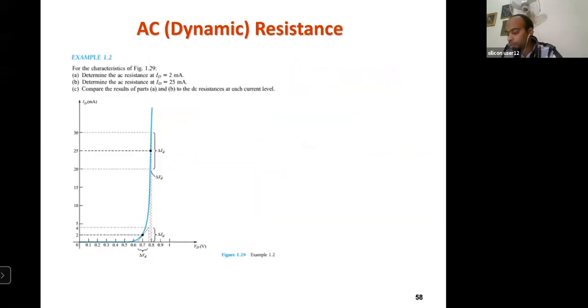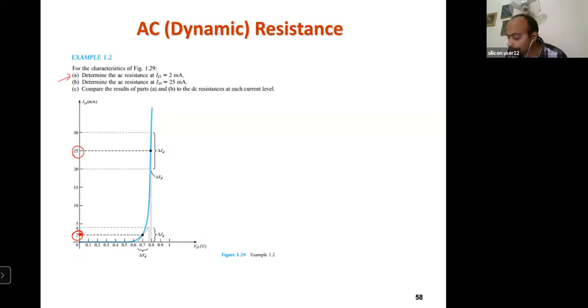We'll see with an example here. For this characteristic, which is shown in this figure, determine the AC resistance at ID equal to 2 milliampere. Okay, that means at this point. I think due to some network issue, it is delaying. Whatever I'm drawing is coming after some time. So you want to calculate the resistance at this point. The second question is the resistance at this 25 point.